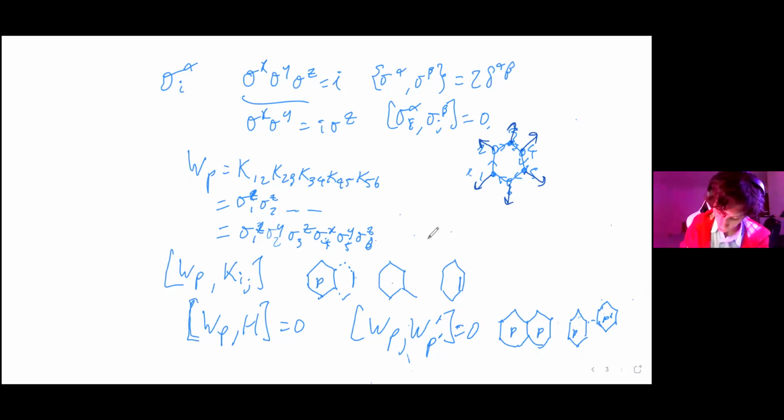I want to note that this form makes it quite obvious that the square of these operators is the identity. So with all these facts, these things are simultaneously diagonalizable because they commute, and their eigenvalues are plus or minus 1. So we can come up with a basis of simultaneous eigenvectors for all W_p.